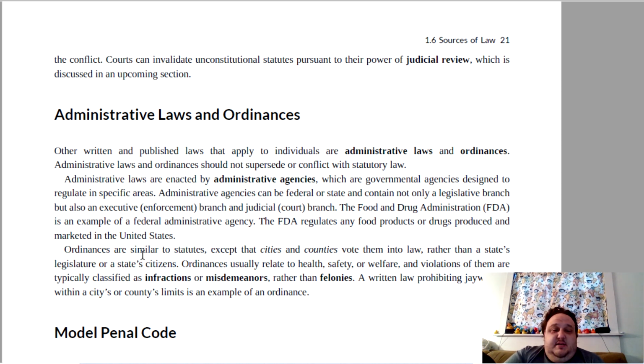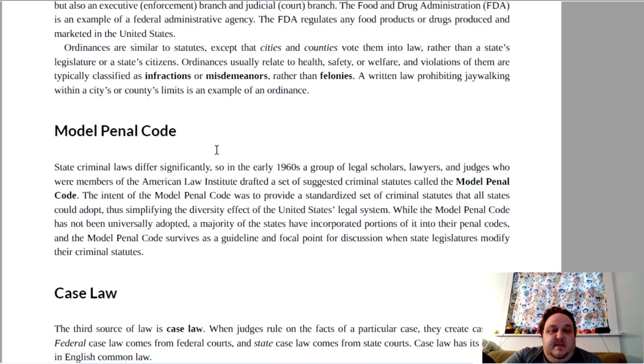Obviously, ordinances are a little bit different than administrative laws. Ordinances are just statutes at the city or county level, and so they don't need the whole state's legislature to vote on it. It's just the local municipality.